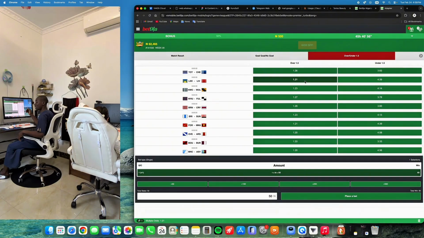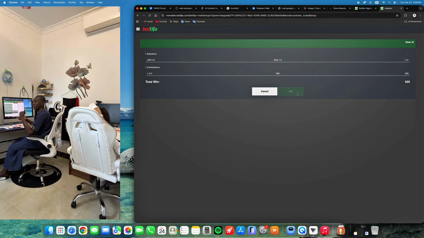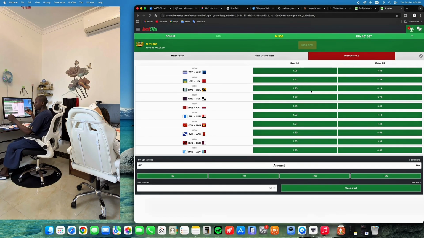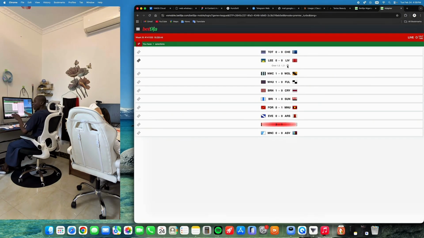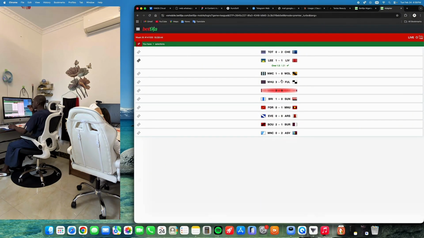And this 1.21 odd, the chances that we are going to make a win is high. But the problem is how to recover when we are running at loss. That's the major problem. So let's take for instance now, I place a bet with 500. Okay, so I place a bet with 500. So this is what happened. If we lost this bet, we've lost 500. Okay, but we happen to make a win. So we made a win, so we are not at loss.